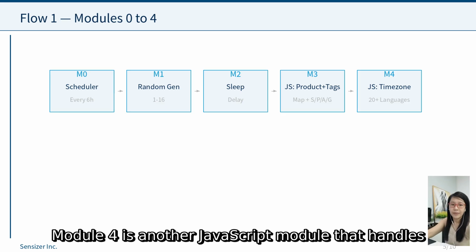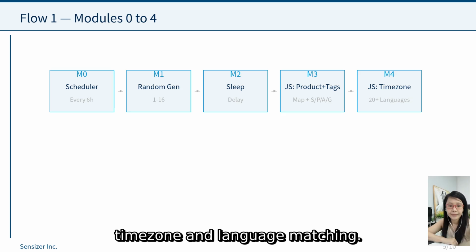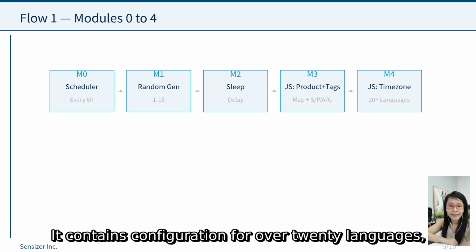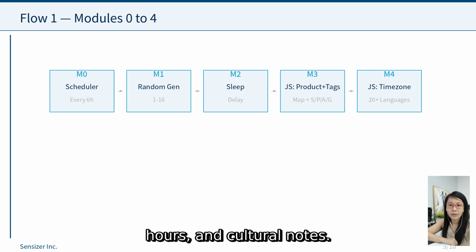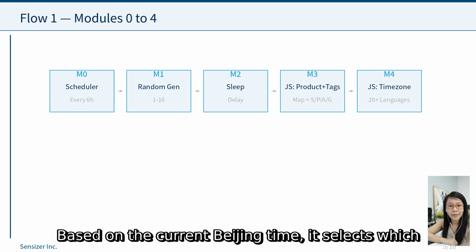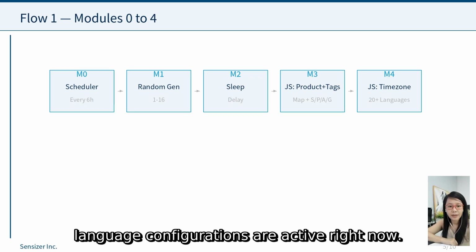Module 4 is another JavaScript module that handles time zone and language matching. It contains configuration for over 20 languages, each with their target time zone, B2B and B2C active hours, and cultural notes. Based on the current Beijing time, it selects which language configurations are active right now.